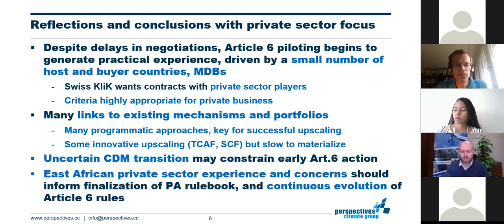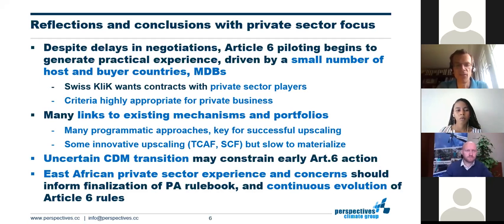So to broaden this, I would say that the Article 6 piloting that we've seen to date of course allows to generate practical experience, including the private sector. Yeah, Misha will talk about the next round that is coming up. So, of course, that will be attractive for private sector players. The first 2 rounds have seen successful submissions by private sector.